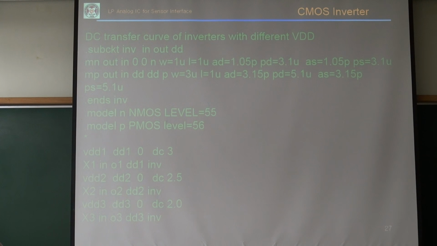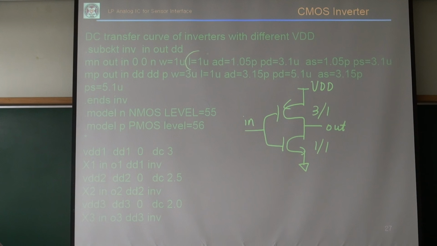Okay, before going into the inverter amplifier, let's try to find the DC transfer curve. This sub-circuit is only an inverter, with in and out. My PMOS is 3 by 1, NMOS is 1 by 1. Each length is larger than 0.35 micron, it's 1 micron, to reduce the mismatch effect.